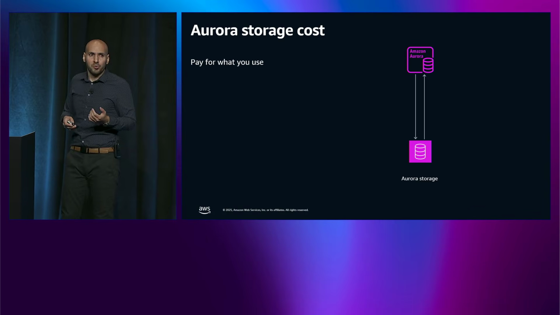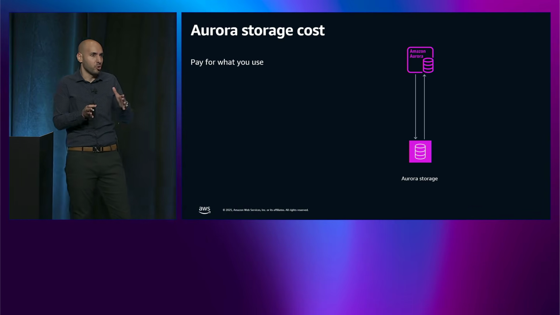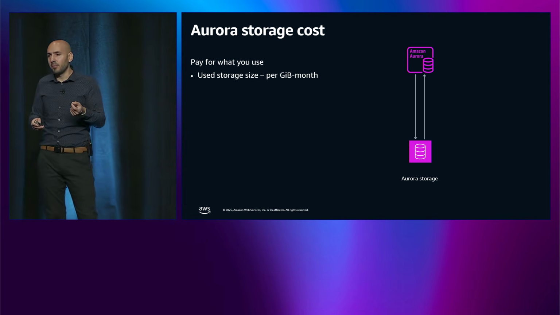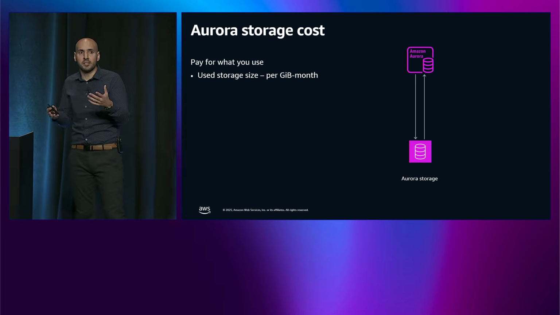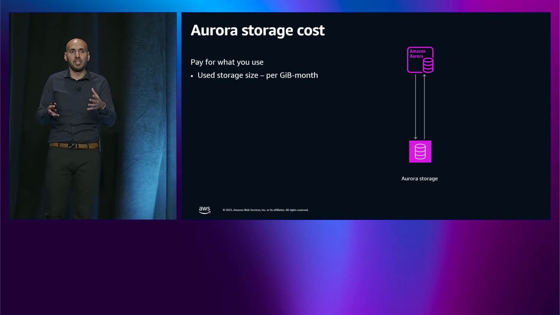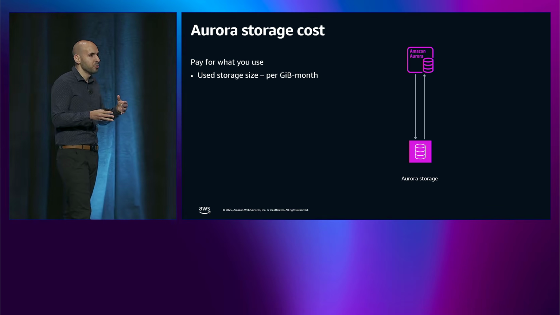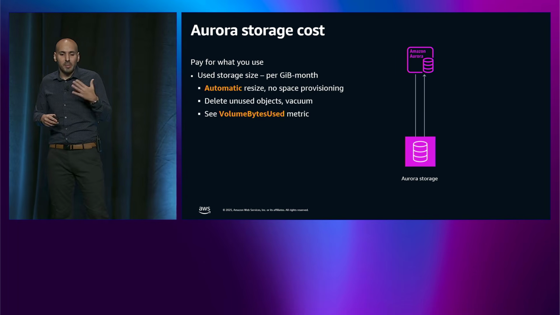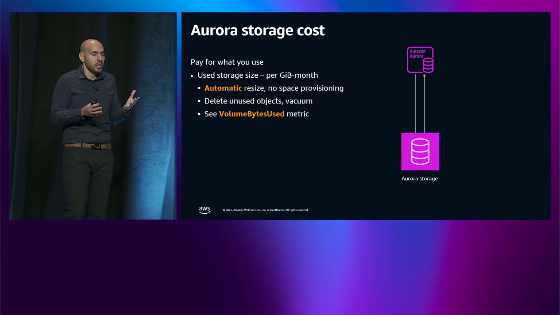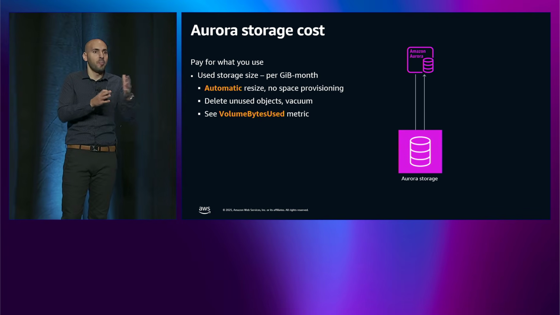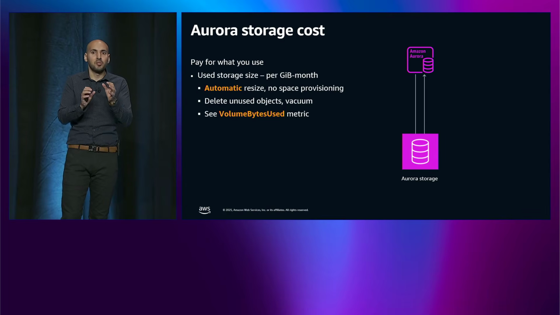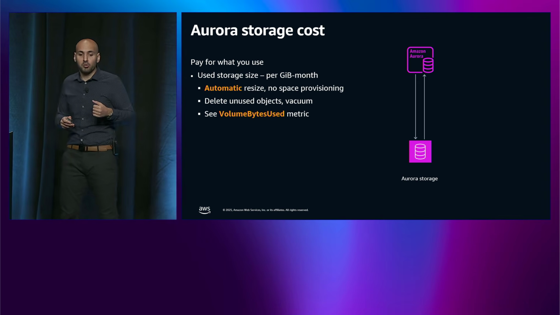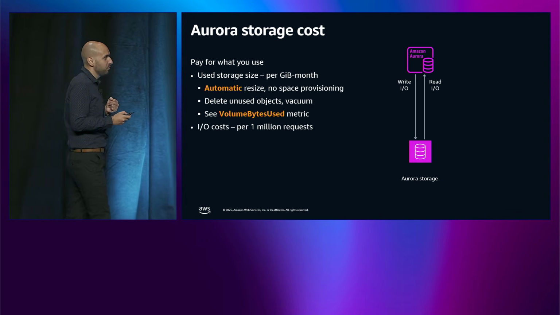Aurora Storage is a pay-for-what-you-use system in two storage dimensions, storage size and storage I/O. Let's start with storage size. You are billed per gigabyte month, but unlike other options like RDS, you don't need to provision storage in advance. You don't need to provision IOPS or throughput. It can grow and shrink as needed. That means that because it automatically resizes your storage, you can have more control. You can do things like drop unused or old partitions. You can use vacuum in Postgres to keep storage under control. So you have more control here, and you can monitor using the volume bytes used metric in CloudWatch.